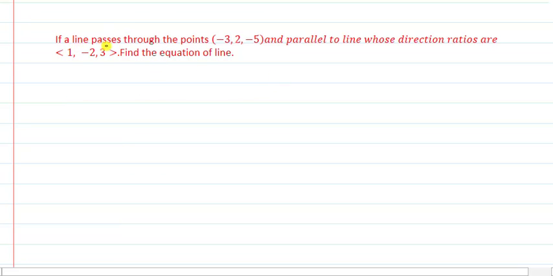Look at this problem. If a line passes through the point minus 3, 2, minus 5 and is parallel to the line whose direction ratios are 1, minus 2, 3, find the equation of the line. So this is the first type of line, when one passing point is given and a line parallel to the required line is given.